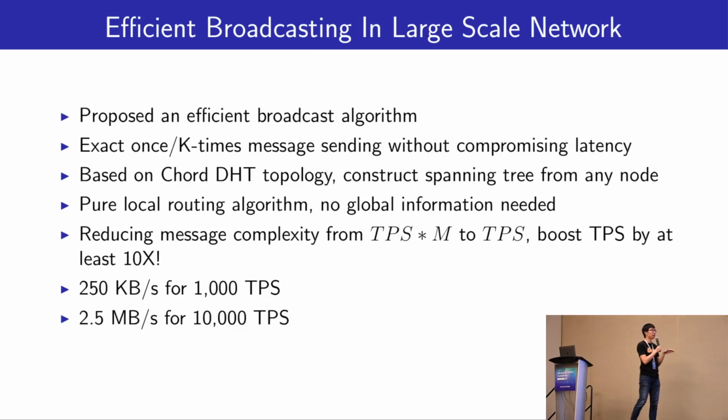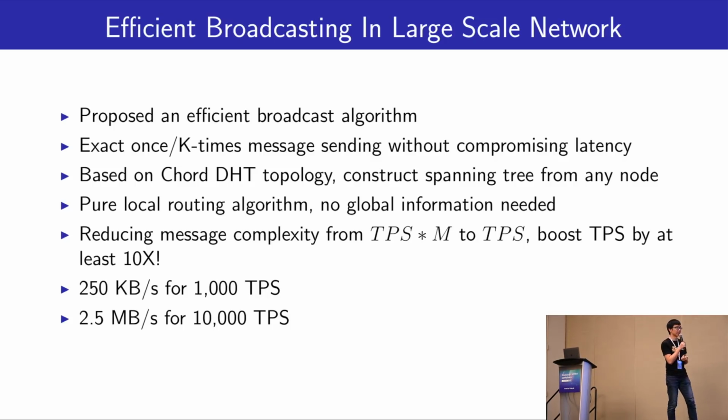In order to solve this problem, we need an efficient broadcast algorithm that can be applied in a large-scale network. So we proposed an efficient broadcast algorithm that can achieve exactly once or exactly k times message sending without compromising latency. Basically, we get rid of that redundancy factor. The algorithm itself is probably not that easy to describe, but the idea is that we start from the core digit topology, and we can construct a spanning tree starting from any node in the network that can reach out to any other node. The algorithm is a pure local routing algorithm, and no additional or global information is needed. It can reduce the message complexity from TPS times m to TPS itself, and typically it can boost the TPS by a factor of 10 or more.